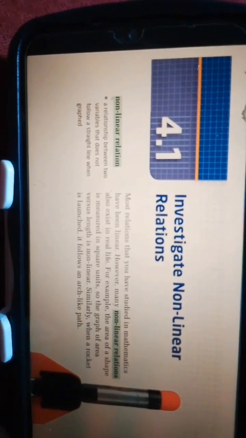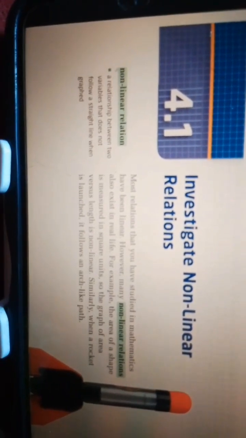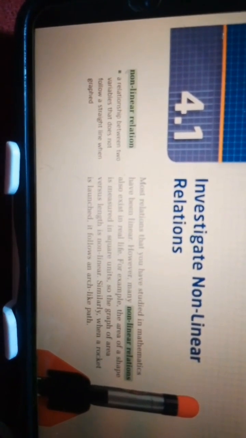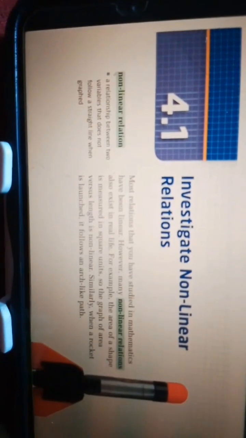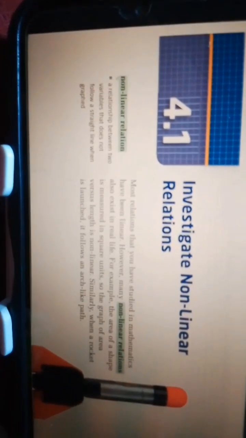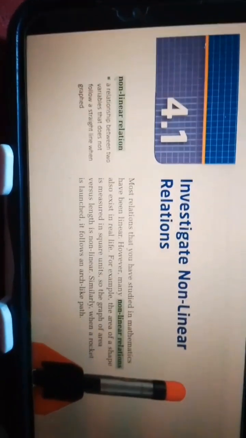In this video, we are going to investigate non-linear relations. A non-linear relation is a relationship between two variables, the independent and dependent variables, that does not follow a straight line when graphed. So non-linear must not form a straight line when you graph it. In other words, it must be a curved line when you graph the relation between the two variables.